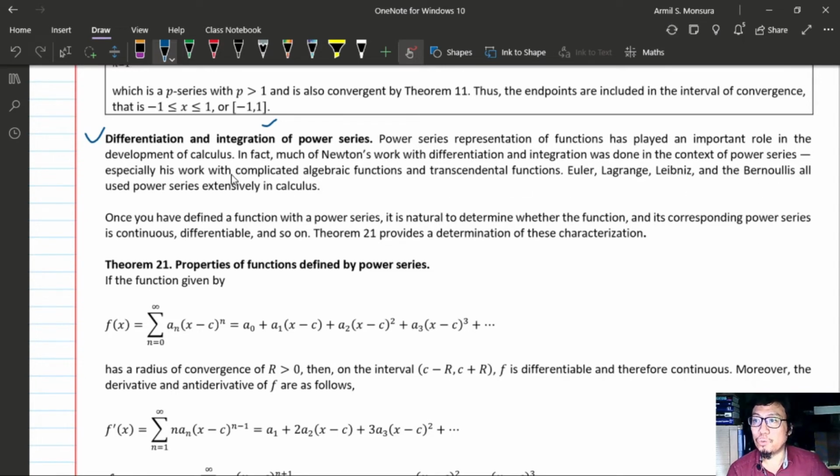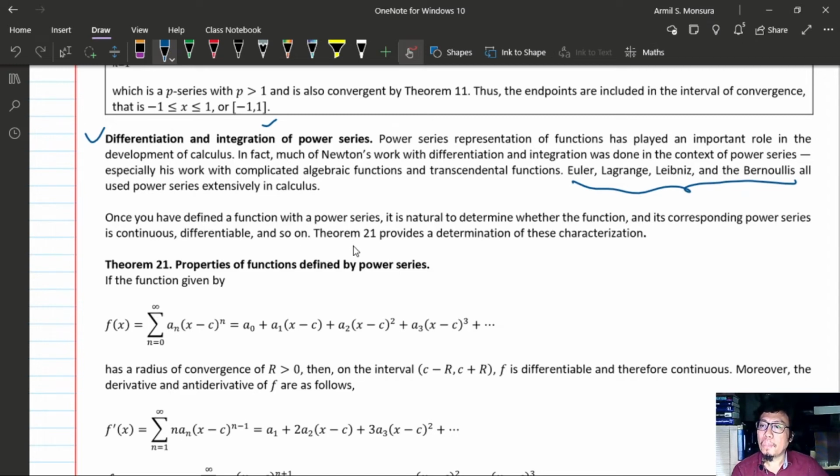Okay, especially his work with complicated algebraic functions and transcendental functions. So these are other mathematicians that use power series and the operations that come with them in their work.